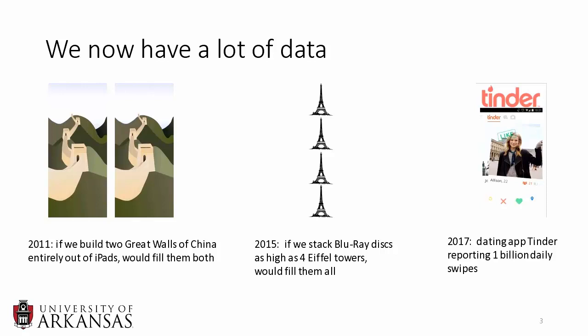And lest you think that analytics is all for the serious, you will be relieved to note that the dating app Tinder is reporting 1 billion daily swipes. So this means if you are curious about whether you are hot or not, now you can ask the internet.